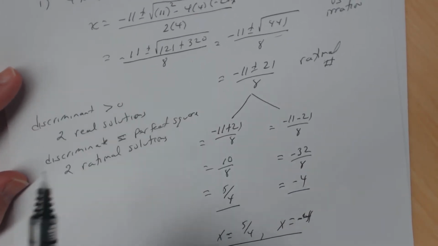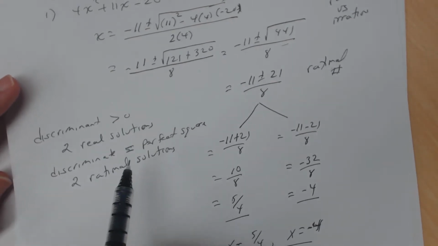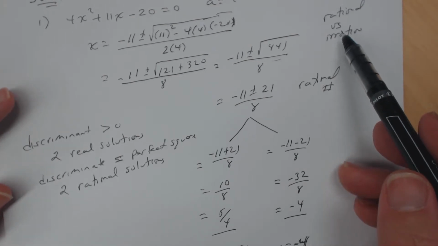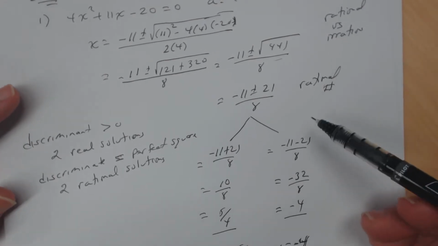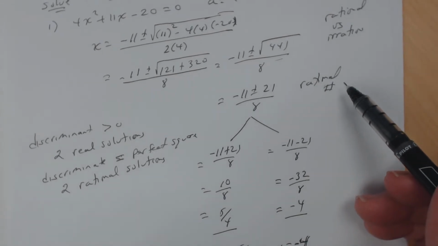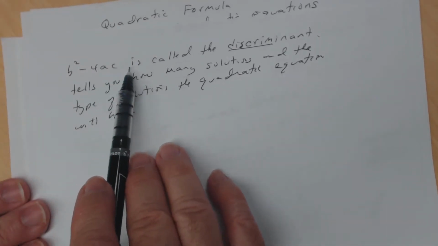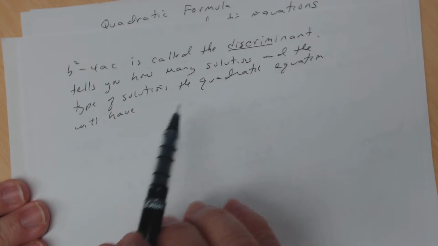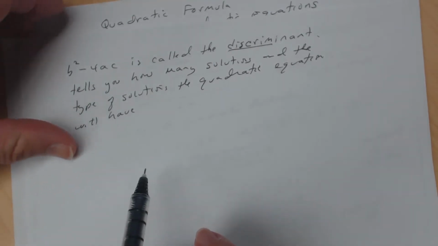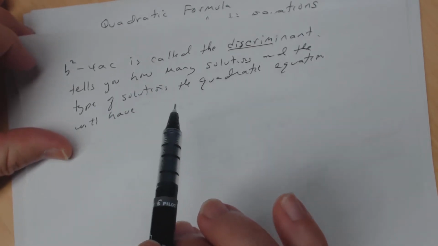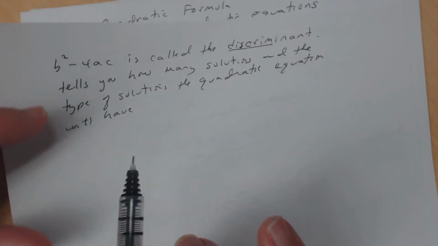You don't have to worry about the discriminant, but the discriminant allows you to discriminate the type of solutions and the number of solutions that you'll get. So basically, let me just show you this. b squared minus 4ac is called the discriminant. It tells you how many solutions and the type of solutions the quadratic equation will have.